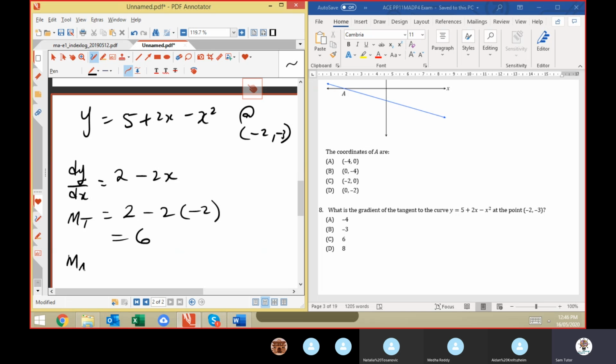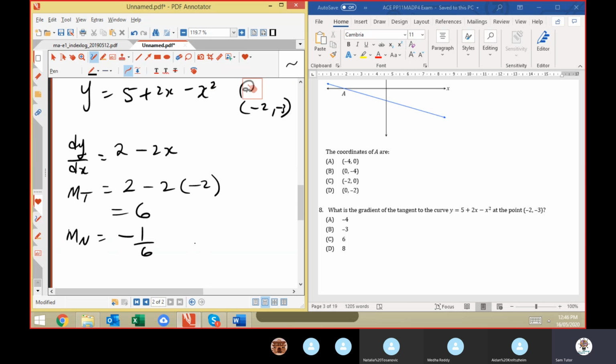If you wanted to find your gradient of your normal, you would still have to do everything the same and then get to here and then go negative flip. And if the question did not say find the gradients of either the tangent or normals, but instead said find the equation of the tangent or the equation of the normal, then you use y minus y1 equals m(x minus x1). And then you do whatever you like. Bring the 3 over, 6x, 12 take away 3. Boom.